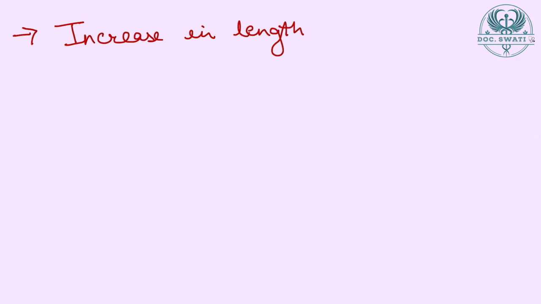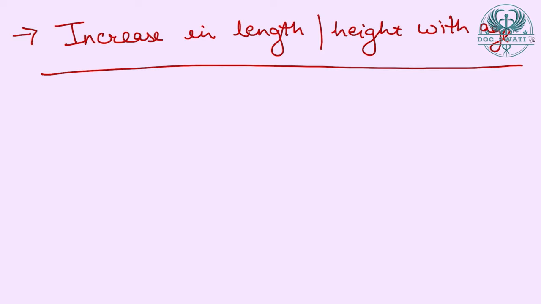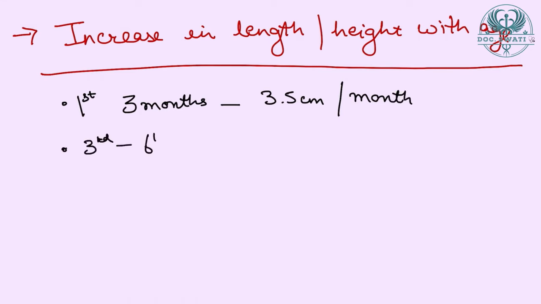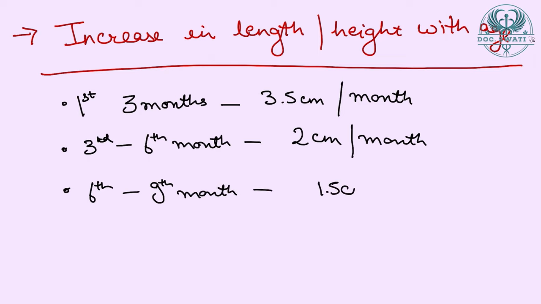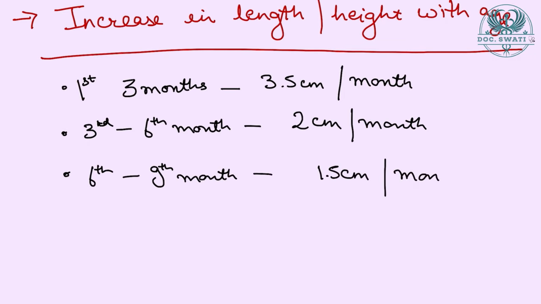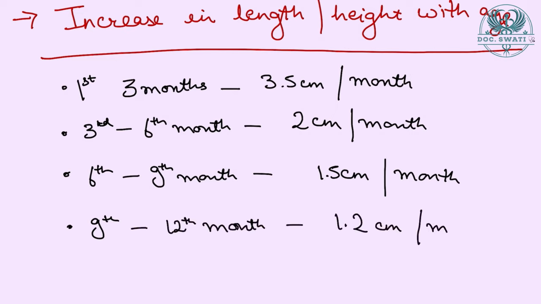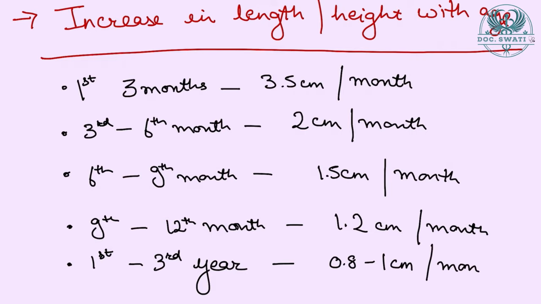Now let's understand at what rates the length increases with age. In the first 3 months, the increase is 3.5 cm per month. From the 3rd to 6th month, there is an increase of 2 cm per month. From the 6th to 9th month, there is an increase of 1.5 cm per month, while from the 9th to 12th month, there is an increase of 1.2 cm per month. From the first to the third year of life, there is an increase of 0.8 to 1 cm per month.